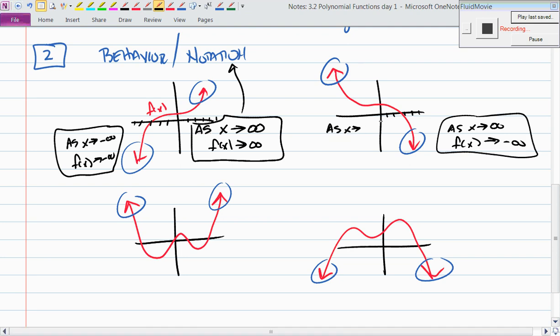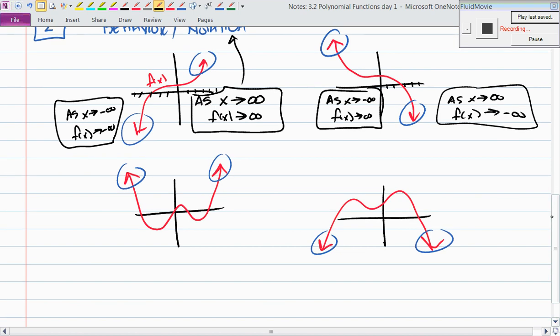As x approaches negative infinity, where's f of x going? Positive infinity. Very good. All right, could you fill in the other two, do you think? Okay, in your table groups right now, fill in the other two graphs for the left.